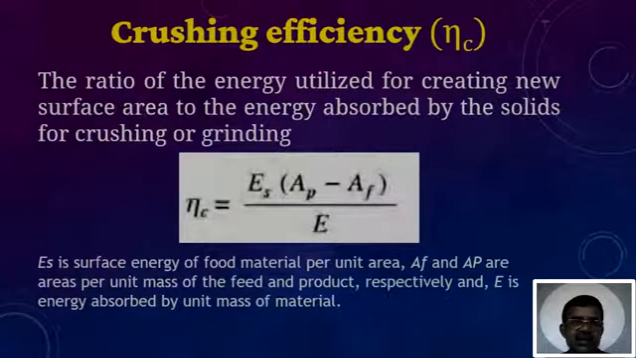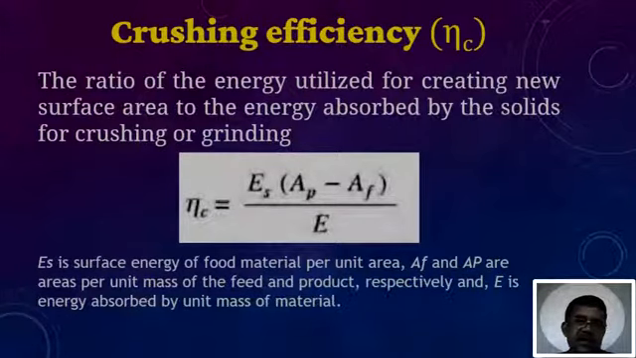Here the crushing efficiency is defined as the ratio of energy utilized for creating new surface area to that of energy absorbed by the solids for crushing or grinding. The efficiency of crushing is always poor and is of the order of 1 to 3% only. The remaining amount of all supplied energy is wasted as heat, since grinding generates a lot of heat in the materials. Sometimes the heat is so much that it deteriorates the product quality. For example, in the grinding of spices, the generated heat would volatilize the essential oils which are volatile in nature.